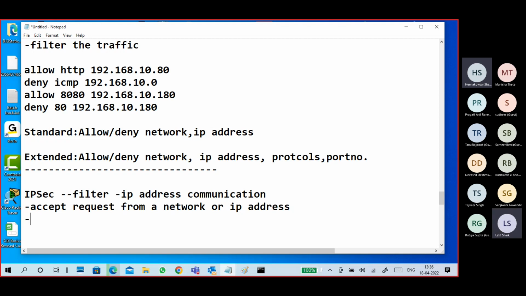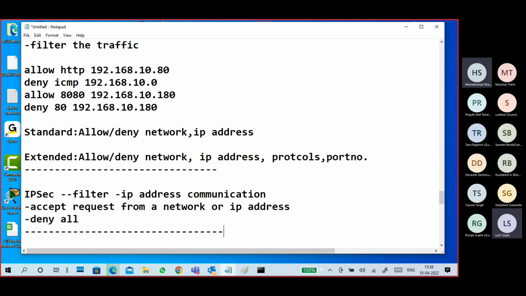Okay, so deny or decline all. So this kind of statement. It is like IPSec is also like an ACL. We can implement it in your own computer also. That is here. Access control list.